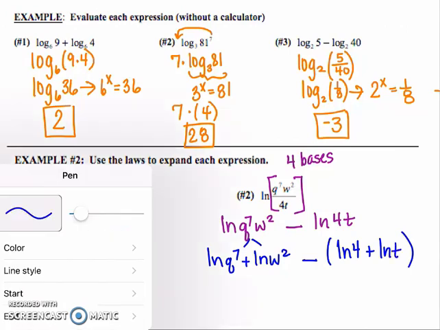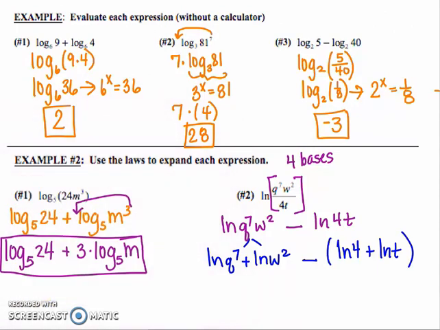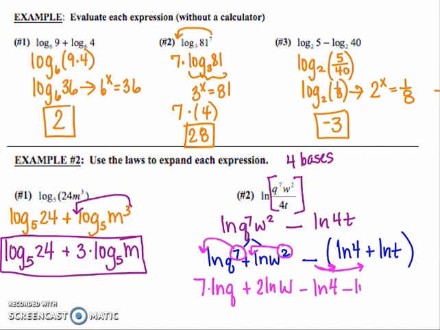Now for my next step, on the left side here, I'm going to take these exponents and bring them down using the power property. So this is going to be 7 times natural log q plus 2 times natural log w. And then for the second part of my expression, I'm going to distribute that negative. So then I'm going to have minus natural log 4 and minus natural log t. And that is going to be my final answer.